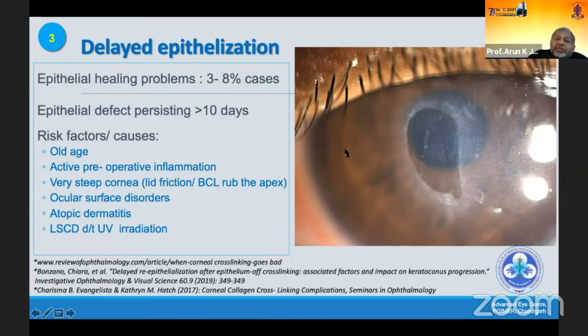Once the epithelium doesn't heal for more than 10 days, we label it as delayed epithelial healing, and the risk factors are already enumerated here: old age, very steep K readings, active preoperative inflammation, uncontrolled VKC, ocular surface disorder, and especially patients with atopic dermatitis, or if there is a limbal stem cell deficiency already there.